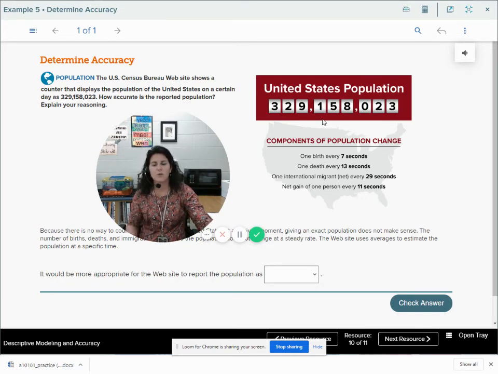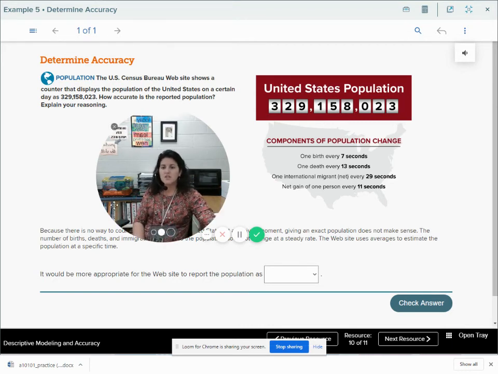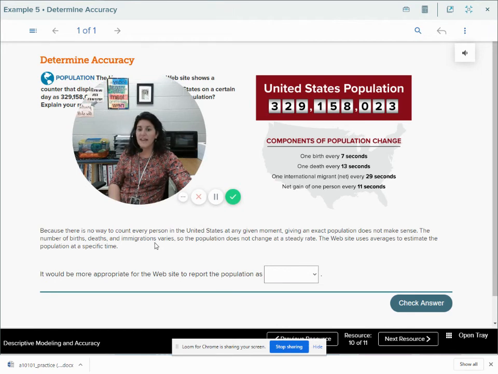So if this is giving it on a particular day, we don't know how many births happened that day. We don't know how many deaths happened that day. We don't know how many people legally migrated into the country. We don't know how many people illegally migrated into the country. We have no clue. So there's no way to count every person. We can't sit and do a head count at any given moment. Giving an exact population doesn't make any sense. The number of births, deaths, and immigrations varies, so the population does not change at a steady rate. So the website just shows an average.